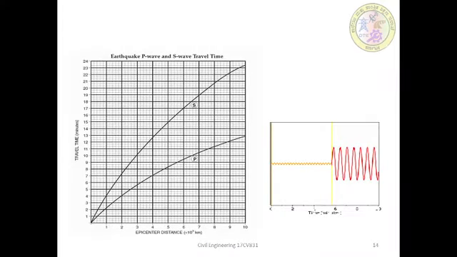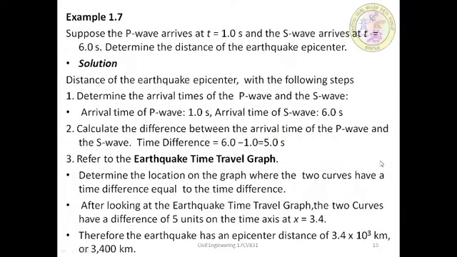Let us see this figure, which shows the earthquake time travel graph. Here the x axis indicates the epicentral distance in terms of 10 raised to 3 kilometers, whereas the travel time is in minutes. The first line is the P wave and the second line is the S wave. In the other figure, the P and S waves are shown as measured from the seismograph: first the P waves, followed by the S waves. Now let us take one example so that we will know how to use this particular earthquake time travel graph.